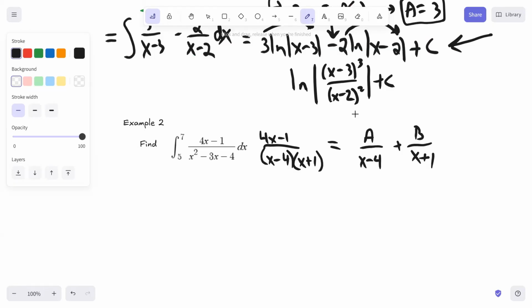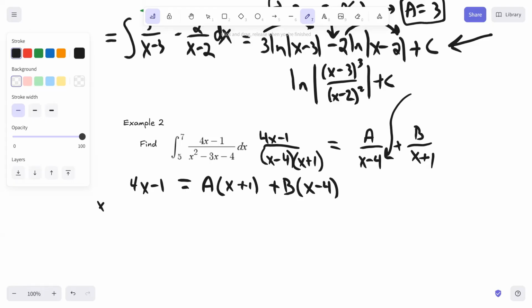Then if we multiply by the common denominator of x minus 4 times x plus 1, you would have 4x minus 1 equals A times x plus 1. Be careful, because when you multiply by the common denominator, this x minus 4 is going to cancel. And then the B term would have B times x minus 4. Again, picking strategic values, x equals -1. This would be -5 equals, this is going to go to 0, and this would be -5B. So B is equal to 1.